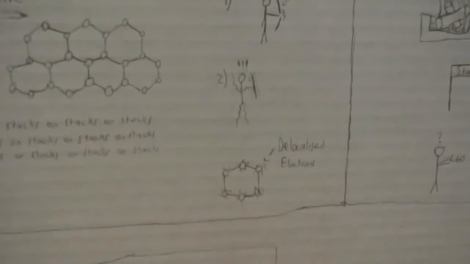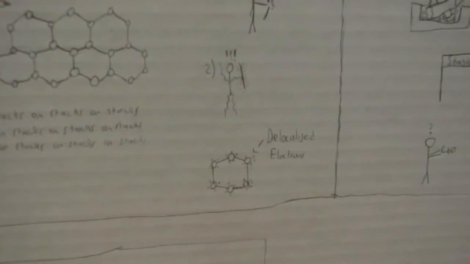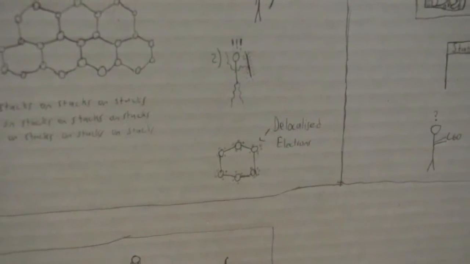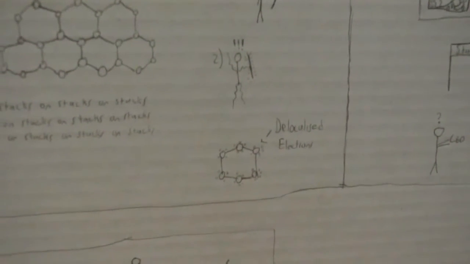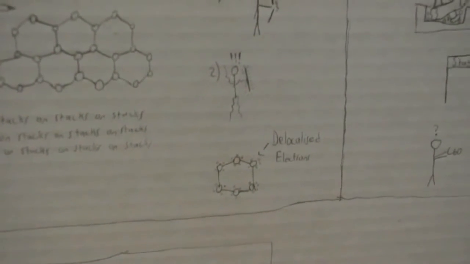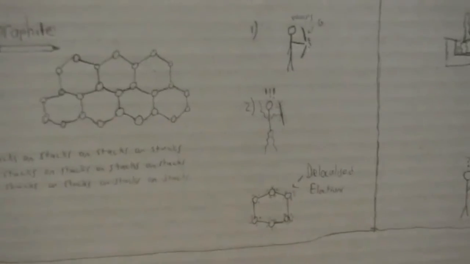What happens is that the electrons in these atoms become delocalized, which means that they're being shared by two or more atoms. So because of this, electrons can move freely around graphite.